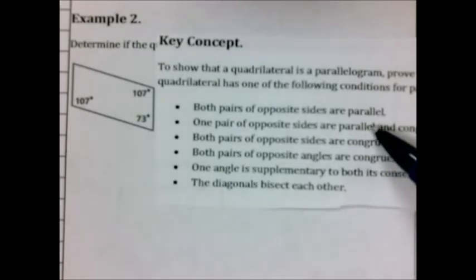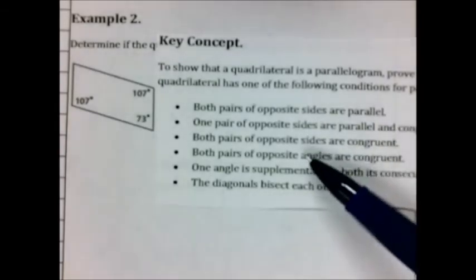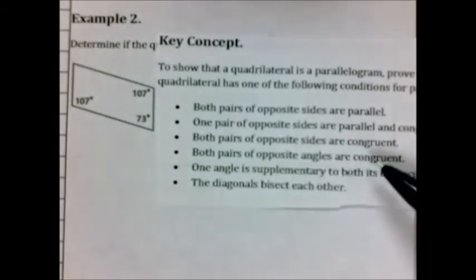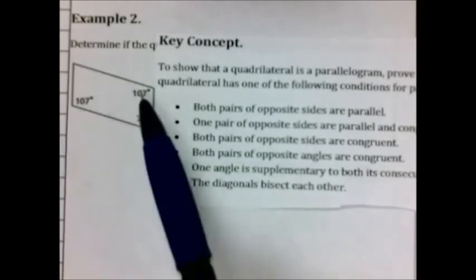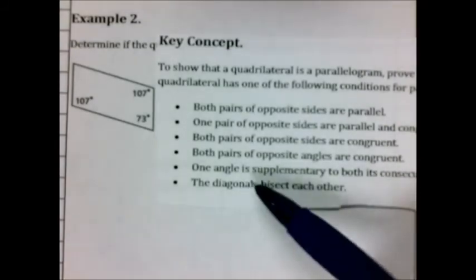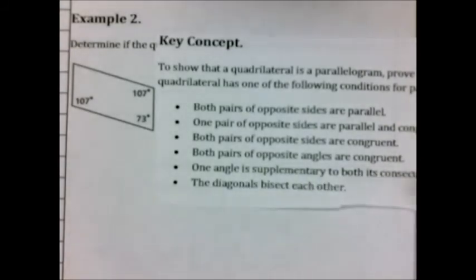Do we know one pair of opposite sides are parallel and congruent? No, we don't know that. Do we know both pairs of opposite sides are congruent? No. Both pairs of opposite angles are congruent? We see that one of these angles is congruent, but we don't necessarily know that about this other angle here. So we don't know that. And do we know one angle is supplementary to both its consecutive angles?